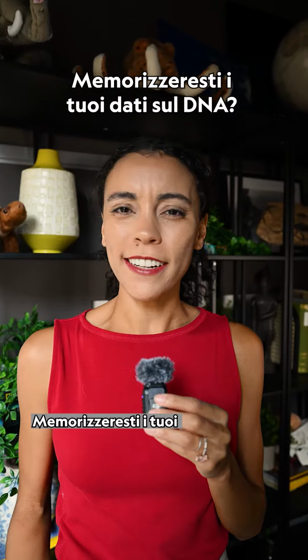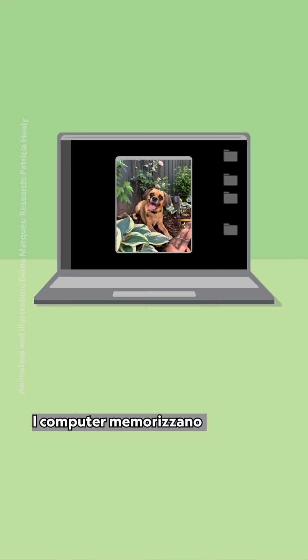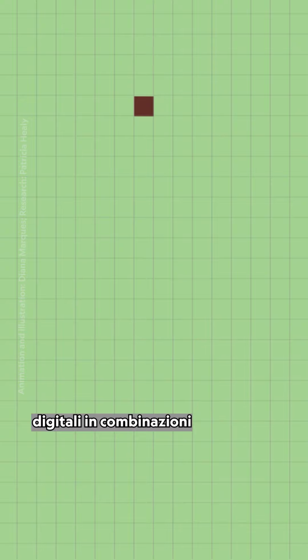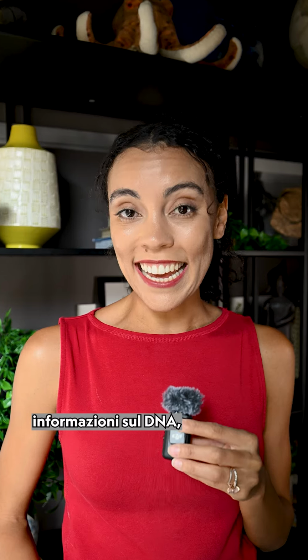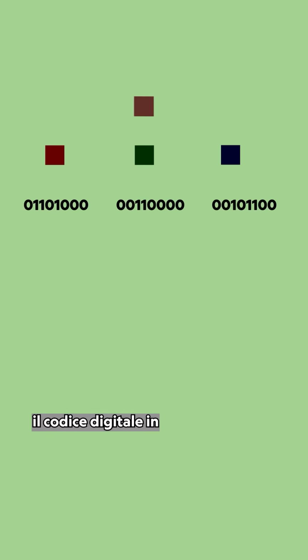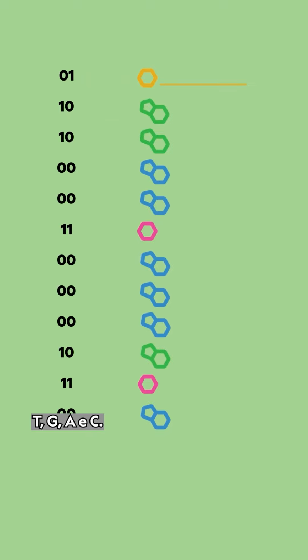So would you store your data on DNA? Because you might be able to. Here's how. Computers store each letter or pixel of digital data in combinations of ones and zeros. To store that information on DNA, algorithms convert that digital code into combinations of the four letters that represent DNA's chemical bases, T, G, A, and C.